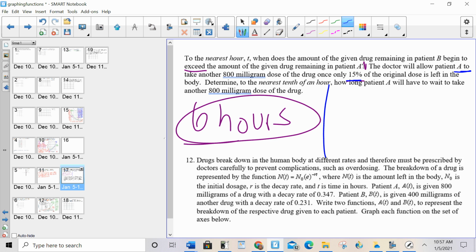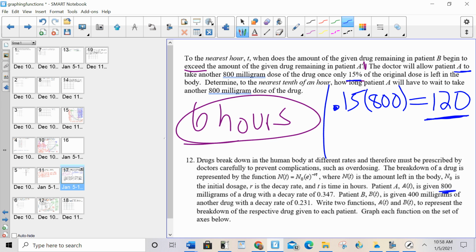So patient A's original dose is 800, and again, we talked about percents. If we want only 15% remaining, it's not increasing or decreasing by 15%. There's 15% remaining, so we're going to multiply 0.15 times 800. I'm just going to use my calculator here. 0.15 times 800 to get 120. So once 120 milligrams are left in his body, then he can get another dose.